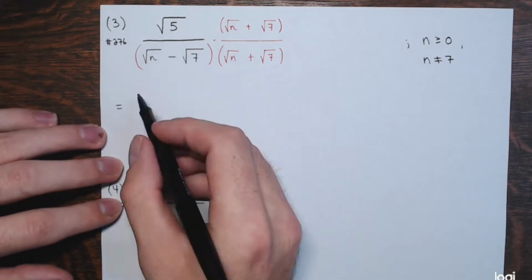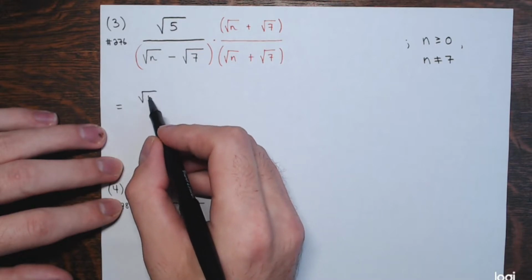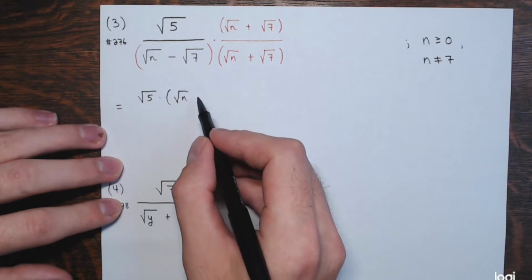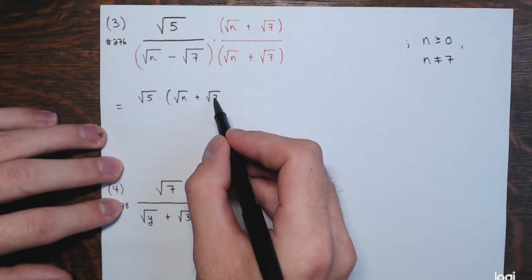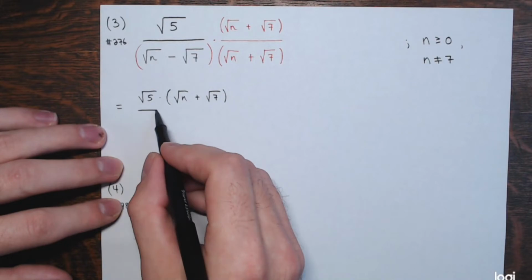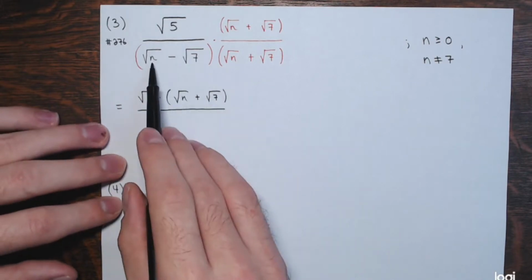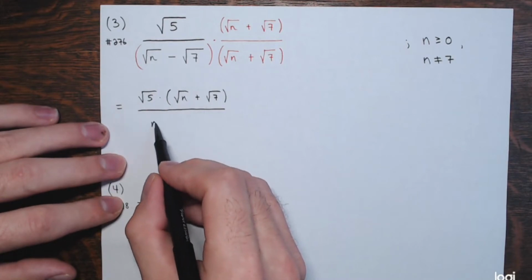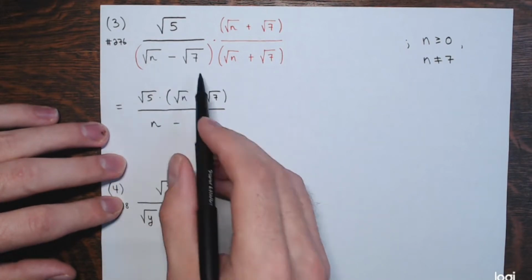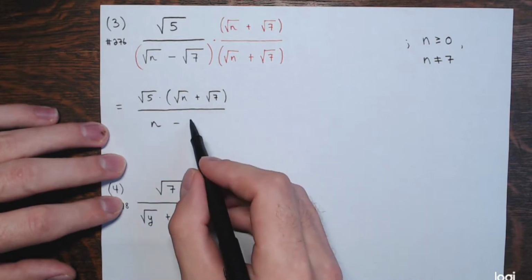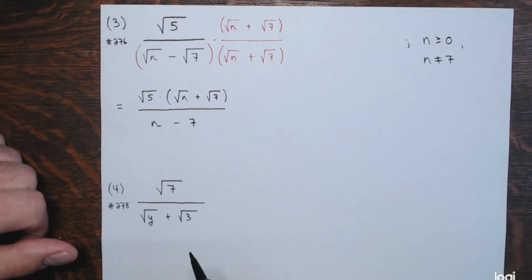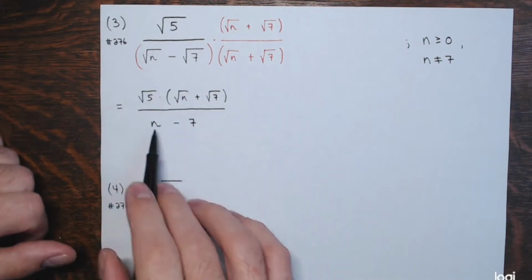So the numerator, I have the square root of 5, and I'll keep it factored for now, times the square root of n plus the square root of 7, divided by, then just a difference of squares. It'd be the square root of n squared, which would just be n, minus the square root of 7 squared, which would just be 7. So the denominator is just n minus 7. No more radical. So this is perfectly good.